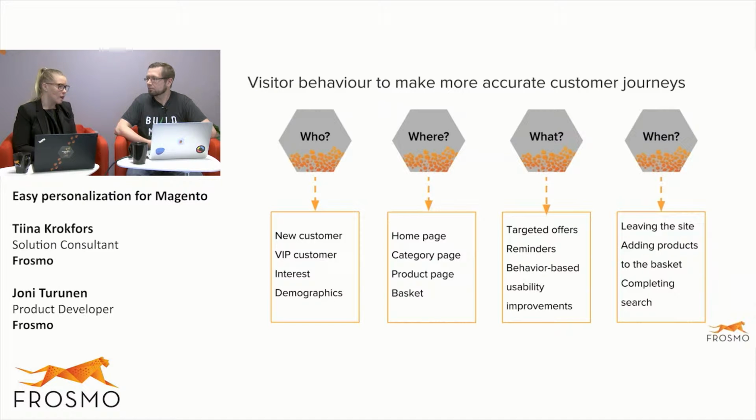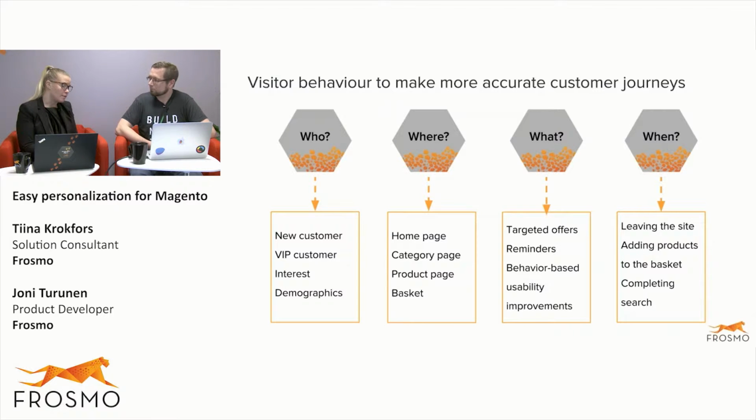And where is then you choose the spot on the homepage where you want to do these changes, where you want to hide something, put a recommendation, and so on. And then the what. The what is the largest thing. It can be targeted offers, reminders, behavior-based content, but it can also be recommendations, or these React components that we were talking about. Those would go here into the what section.